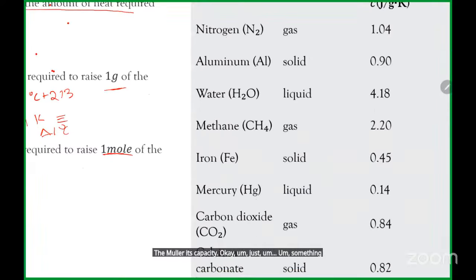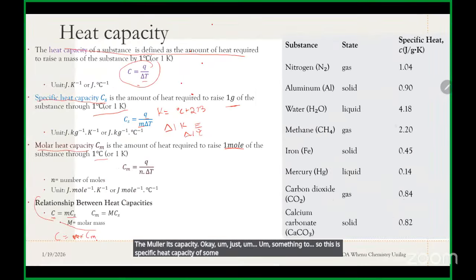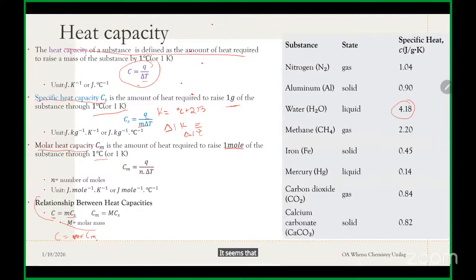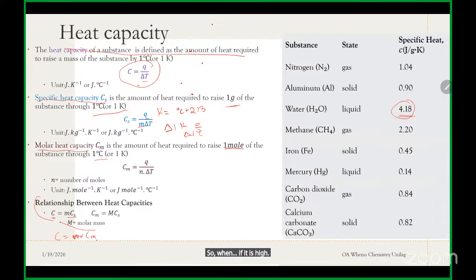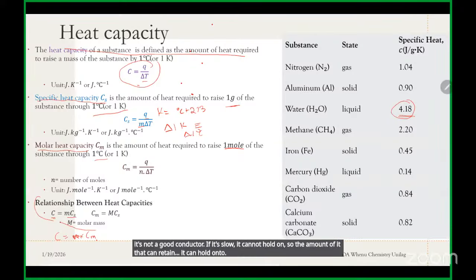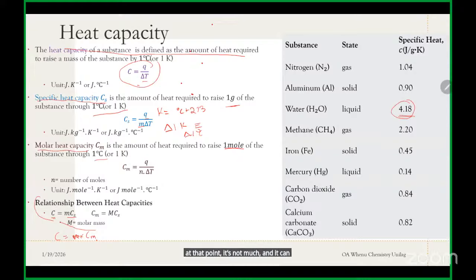So this is the specific heat capacity of some substances. It seems that water has the capacity to retain heat. So when you're talking about heat capacity, if it is high, it means that the substance can hold on to heat for a long time. It's not a good conductor. If it's low, it cannot hold on. The amount of heat that it can retain is not much, and it can easily give up heat. More often than not, the ones that have low heat capacity are better conductors of heat.